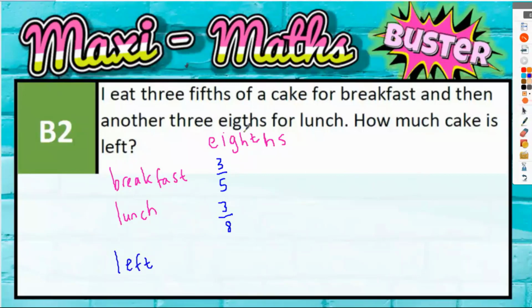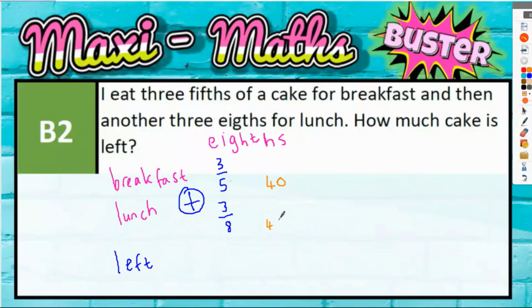So the first thing we need to do is figure out what we've eaten so far. So we need to do 3/5 add 3/8. Now, we should have learnt in a previous year at school how to add fractions with different denominators. So we need to find a common denominator. A common denominator for 5 and 8 is going to be 40.